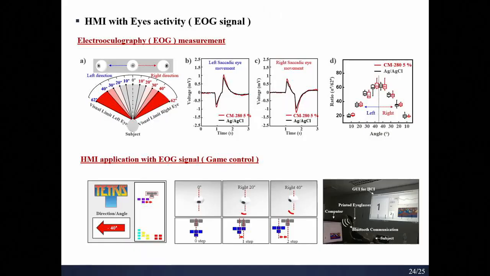This shows the human-machine interface with eye activities, the EOG signals. The EOG signal is quite clear, like our heart activity signals. So this EOG signal has many advantages as a command signal to manipulate machines. The saccadic eye movement, which is one of the EOG signals, is an electrical signal that occurs when the eyes move quickly left to right and right to left.